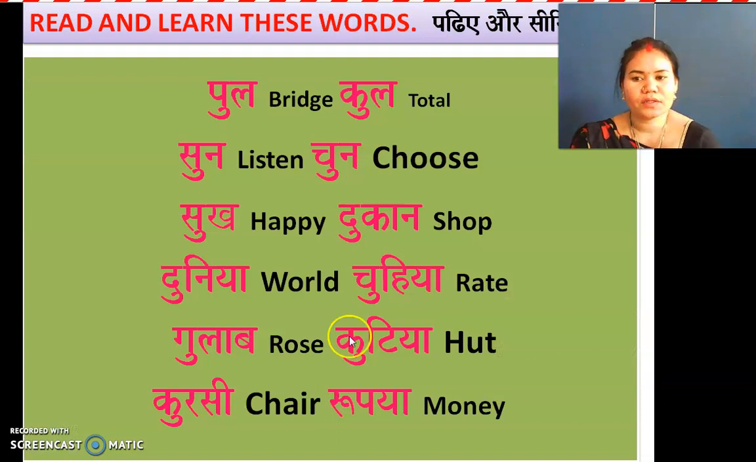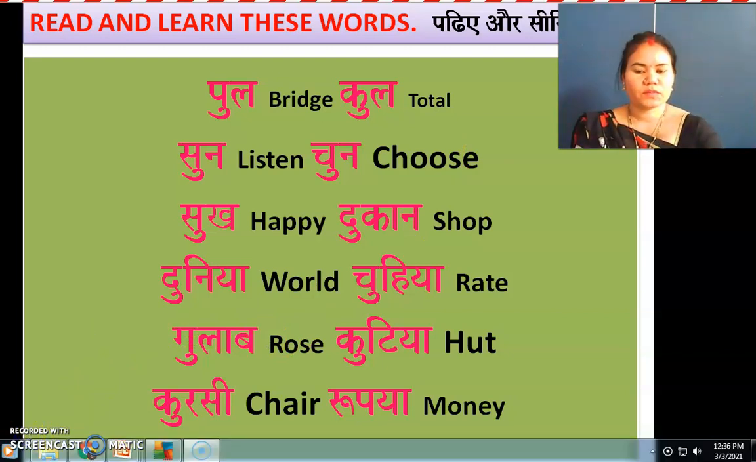Next one. Here, read and learn these words. पढ़िए और सीखिए. पढ़ रहे हो आप लोग? Are you reading and learning words? Oh wow, super. That is very good. So okay, now next begin the word and meanings. That is very most important. Okay. So are you following me now, children?